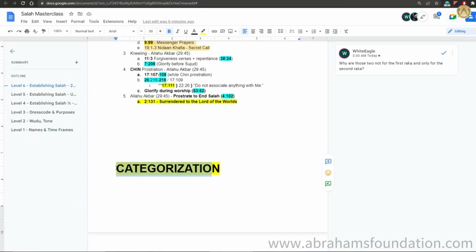So categorization. That's what we did. Here for Salah, imagine the same thing. That's why I made it like this. You categorize everything. So when I say names of Salah, that's two places in the Quran. Time frames, two places in the Quran. That's it. Confusion verse, a little extra here.